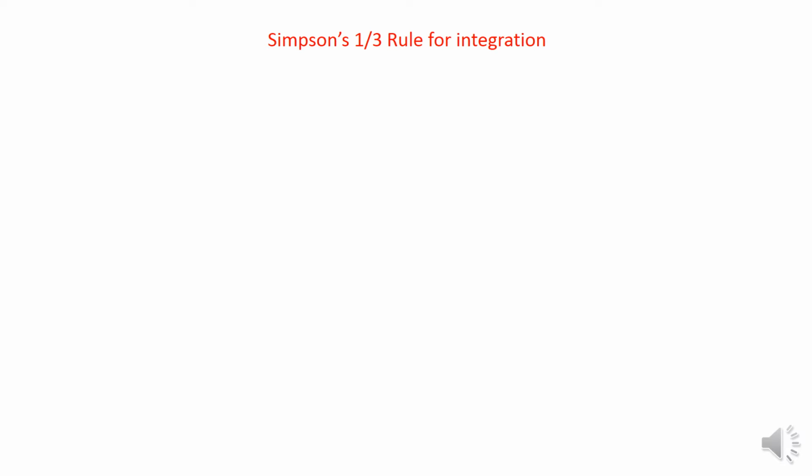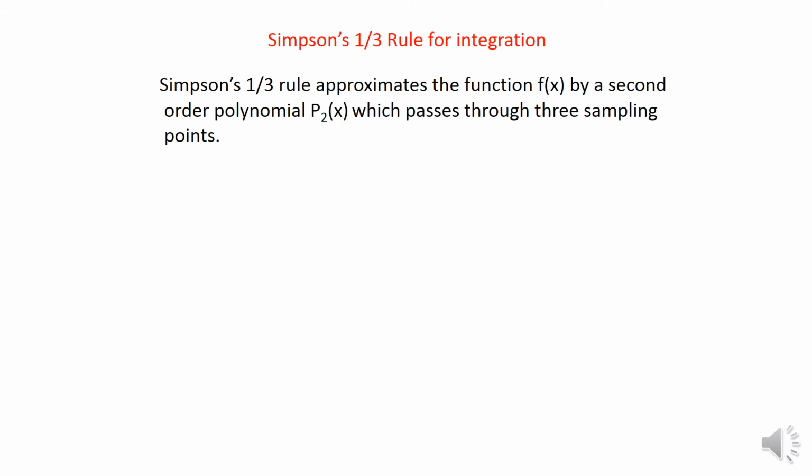Hello viewers, in this video I would like to discuss Simpson's 1 by 3 rule for integration. Simpson's 1 by 3 rule approximates the function f(x) by a second order polynomial p2(x) which passes through 3 sampling points.